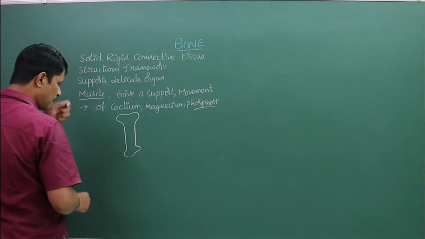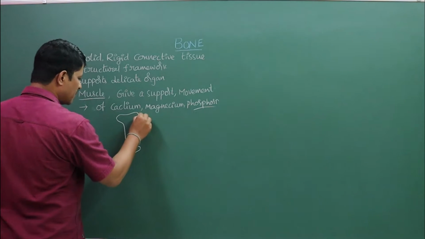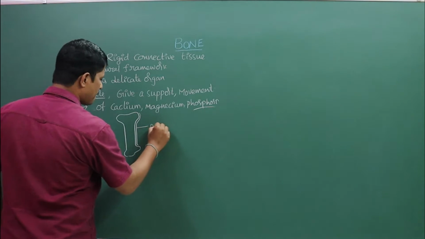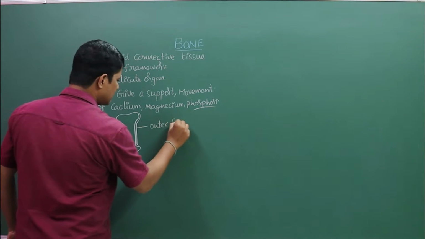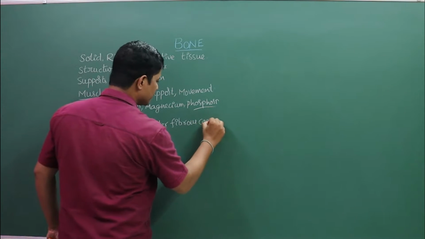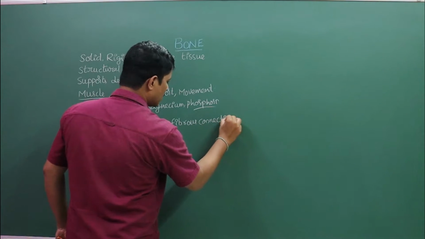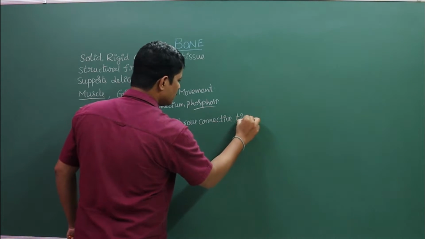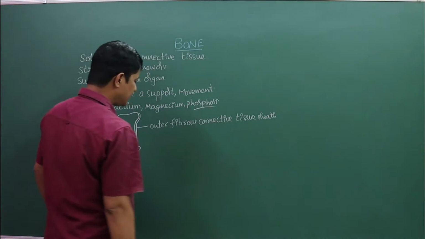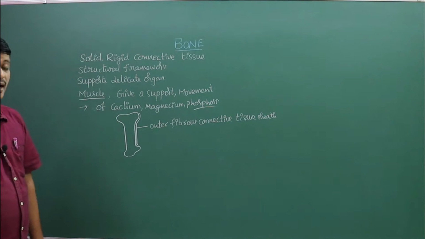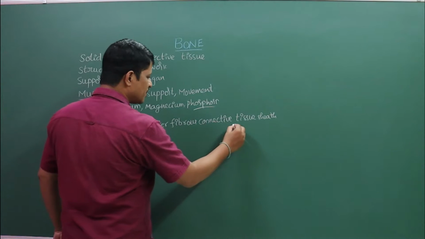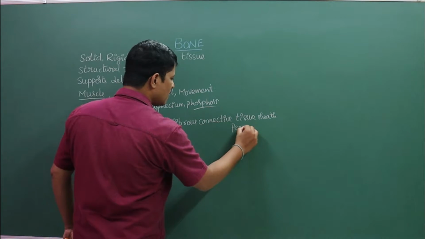The bone is covered externally by an outer fibrous connective tissue sheath. This fibrous connective tissue sheath is known as the periosteum.